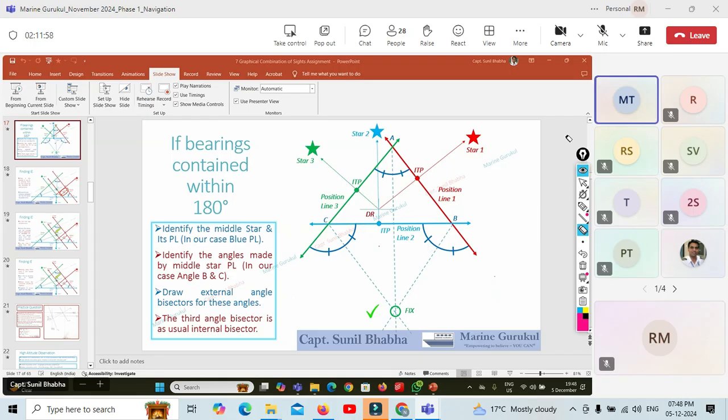Sir, just to distinguish between the terrestrial and the celestial cocked hat, correct me if I'm wrong. In the terrestrial one, we were just bisecting the lines, position lines. Correct, sir? Right, beta. There you bisect the lines. Here you bisect the angles. Okay, sir. Thank you. Great, beta. Understood?